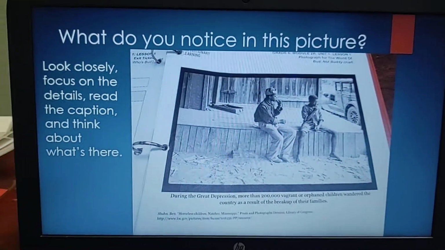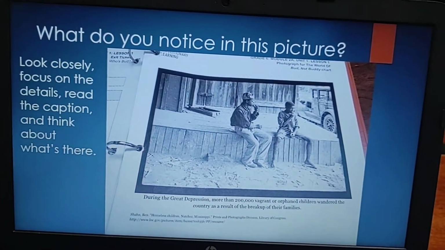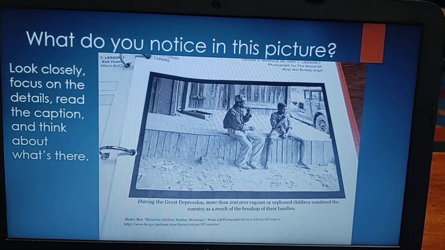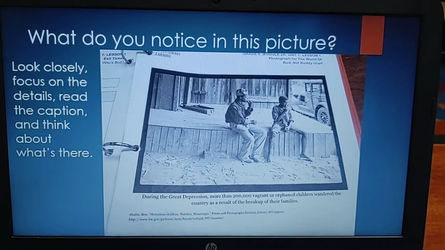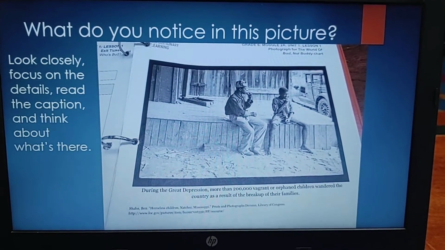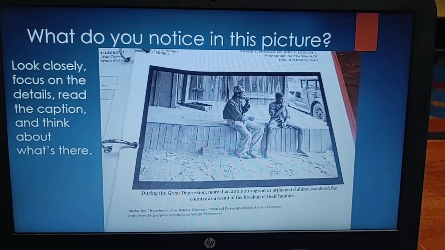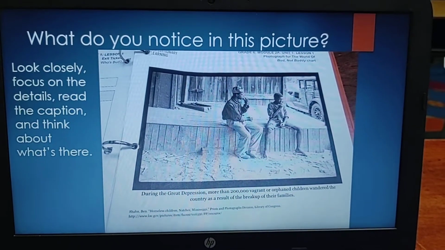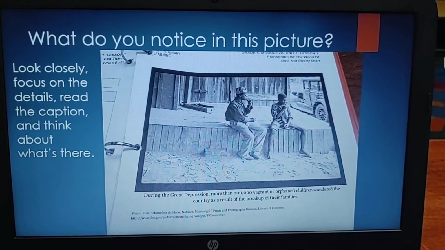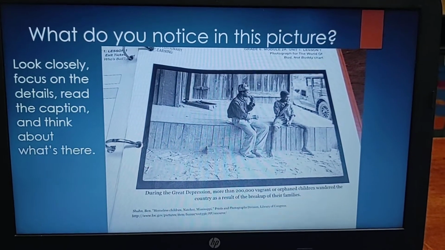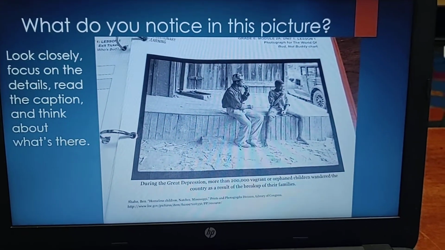So, this first picture, take this out of your ELA folder and take a good look at this picture. Look closely. Focus on the details. Read the caption and think about what's there. Take a couple minutes. Pause this video and really look at the picture. What do you notice? What do you see? Really take a good look.